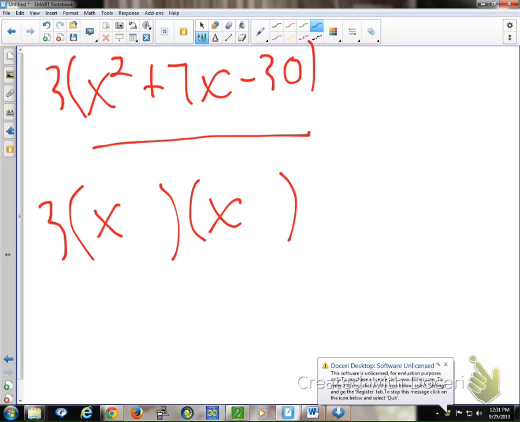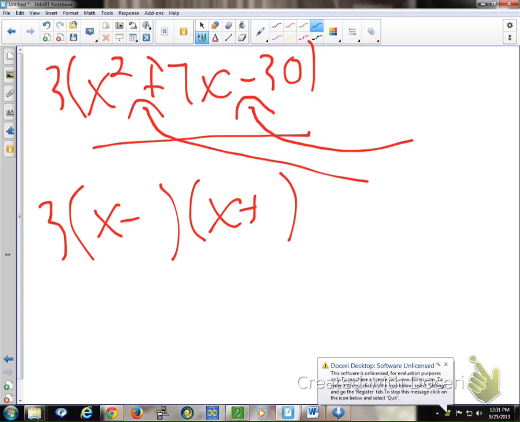Miss Shively, what does this negative right here tell us? What does that minus sign tell us? It's going to be a negative. That means that one of them is going to be negative, and the other one's going to be positive. And what does this sign tell us? If they're different, what does this sign tell us? It tells us that the larger number of the factors is going to be the positive one. If it was a minus, then the larger one would have been the negative one.